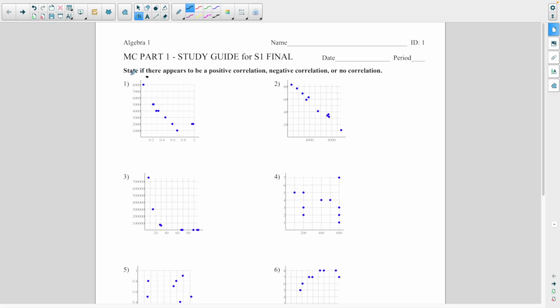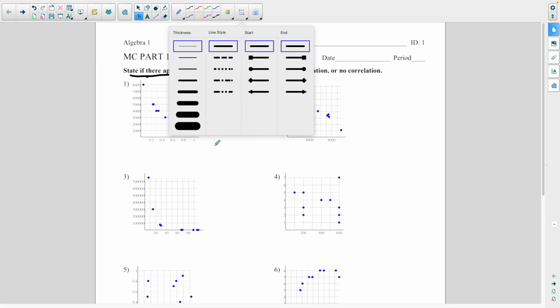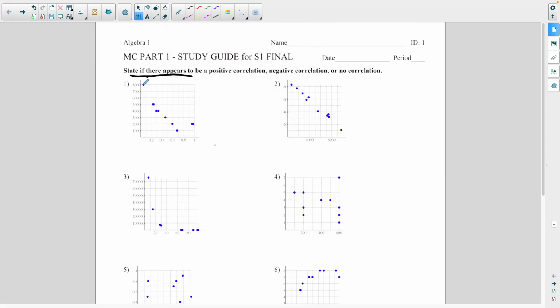First, state if it appears to be positive correlation, negative correlation, or no correlation. If you see this one, we start tracing them out. We have a line of best fit that would give it a negative correlation. Number 3, if you're doing this one, as we start connecting these, in this case, we're looking for a linear correlation. While it is a negative growth, in this case, we say there is no correlation.